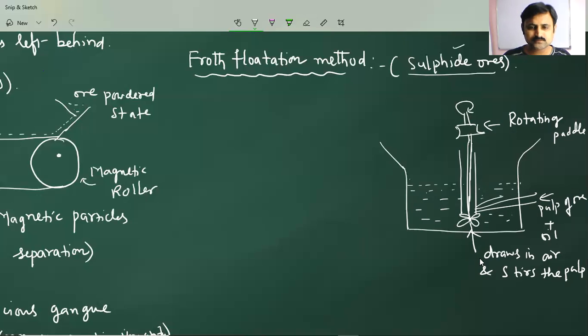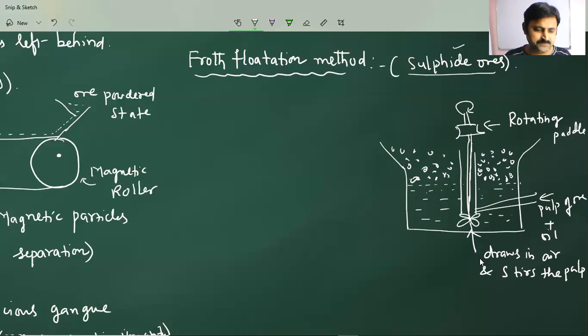Got it? So we have some bubbles generated over this one, that is called froth. So once the froth is developed on the top surface of the liquid, what will happen inside this froth? There might be some lighter particles that get concentrated because of this bubbling of the liquid via the rotating paddle.